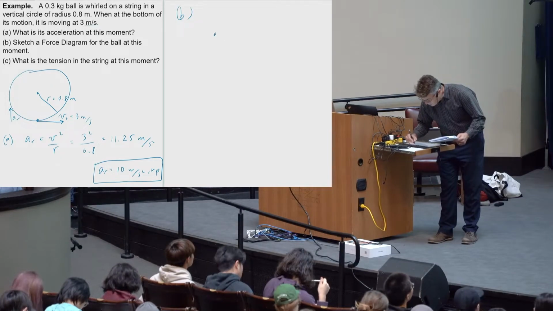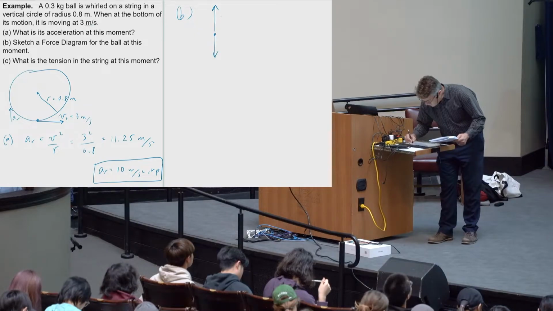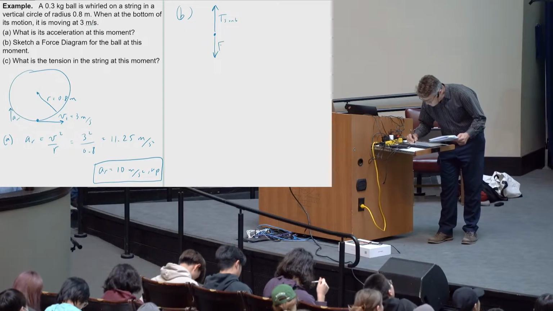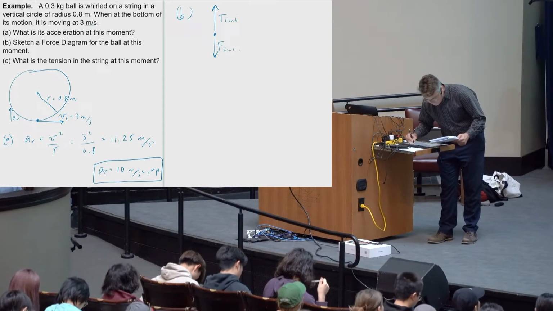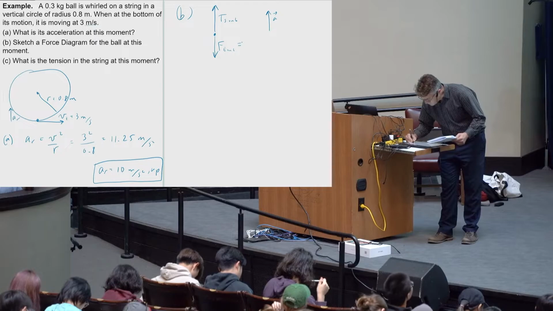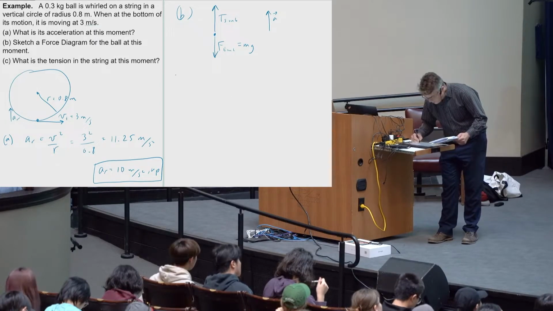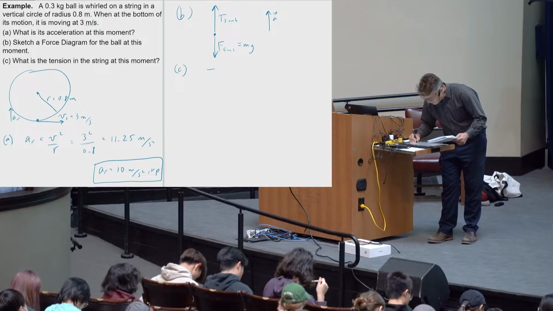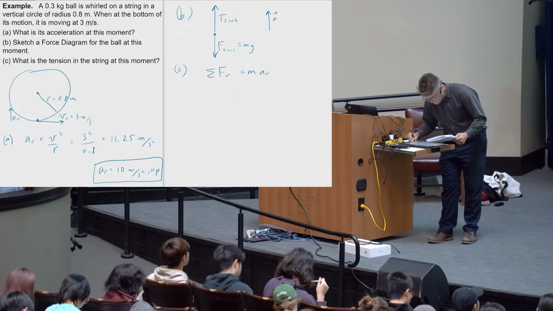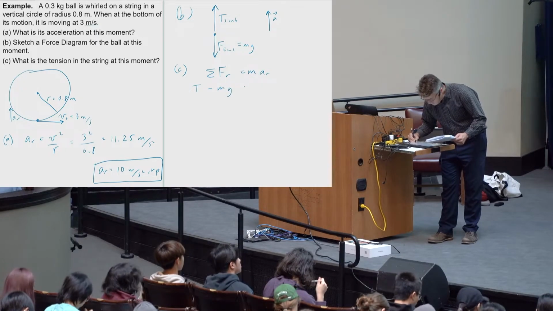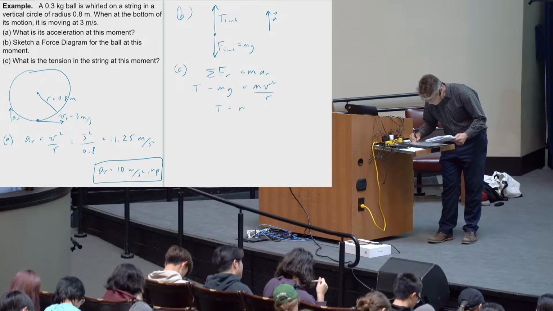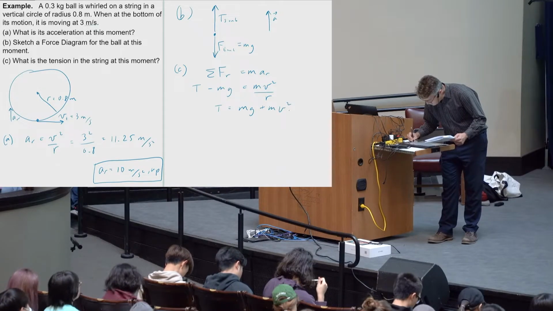Then sketch a force diagram, so that's easy. You just say, well, tension is up, of the string on the ball, and the force of the earth on the ball is down. And the acceleration is up. And this is equal to mg, right? And then C is that the sum of the forces in the r direction is mass times a sub r. So it's tension minus mg equals mv squared over r. So tension is equal to, we did this before, mg plus mv squared over r.